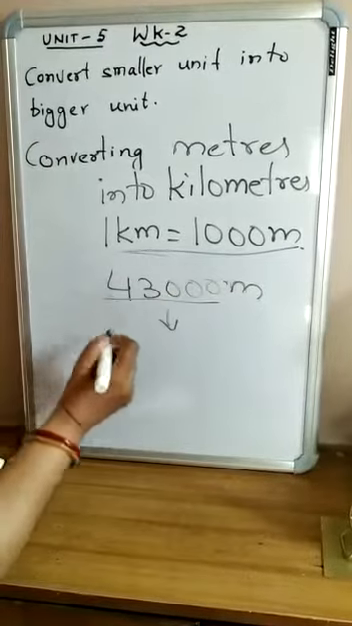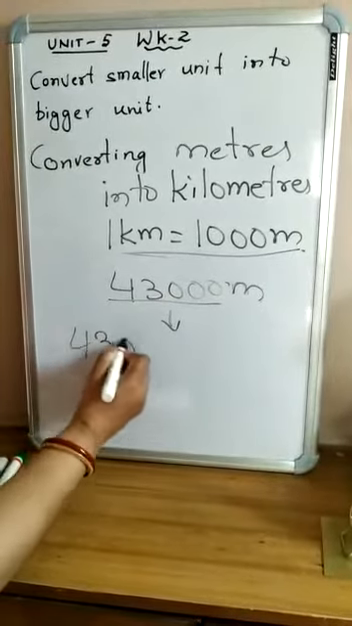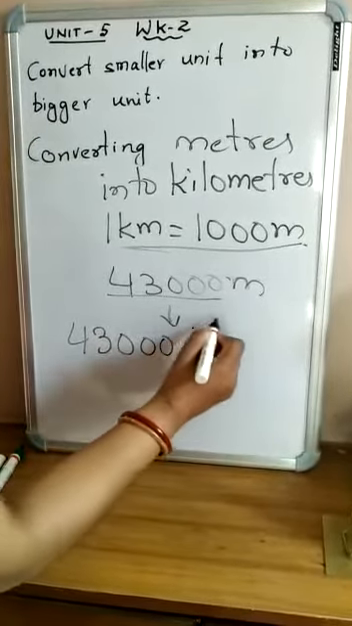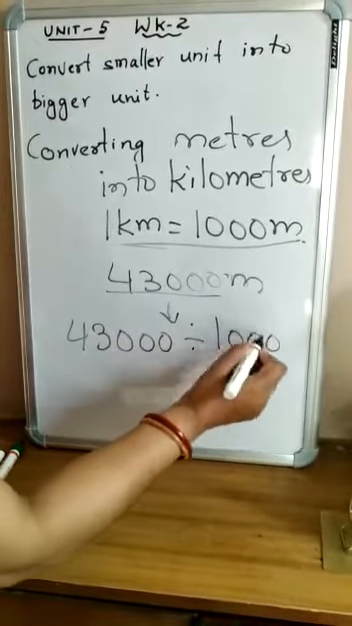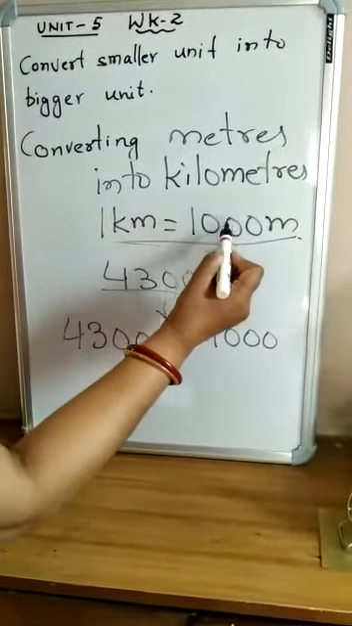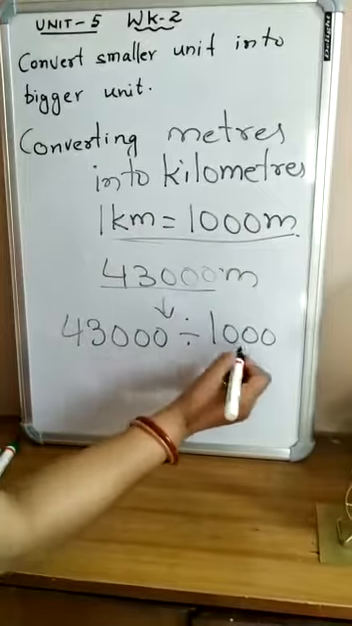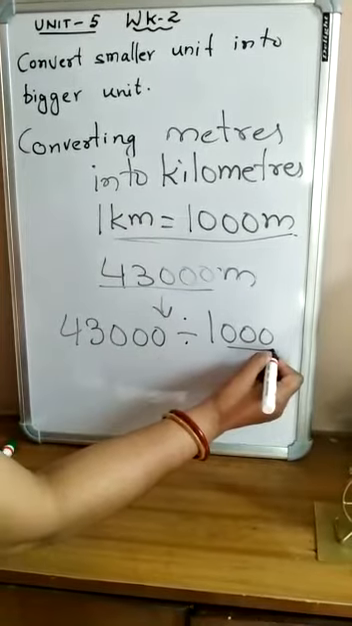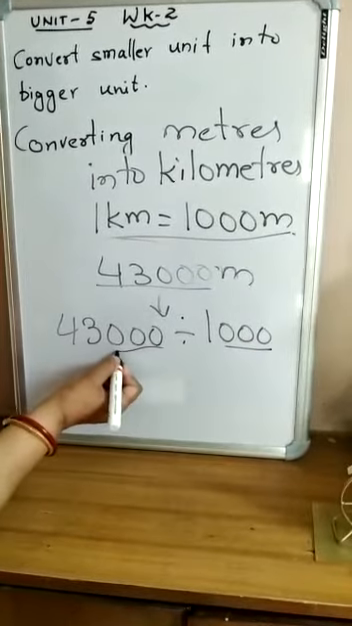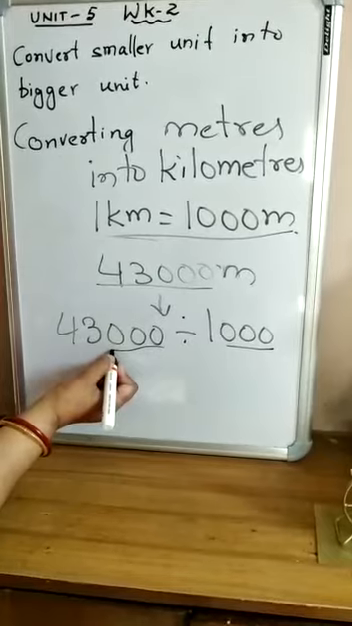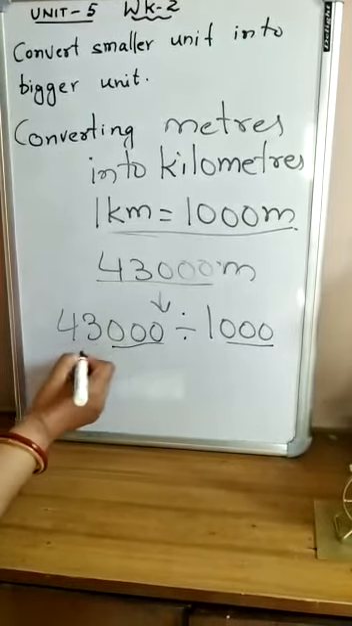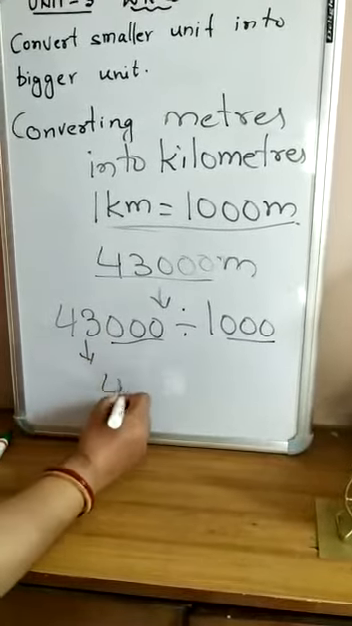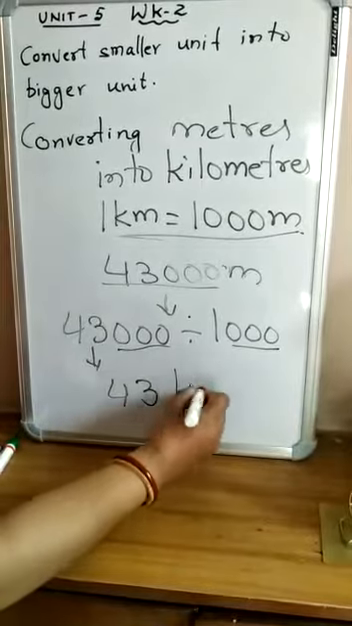43,000. So divide 43,000 by 1000. Why? Because 1 kilometer equals 1000 meter. So in dividing, 3 zeros are here in the divisor. So I will remove 3 zeros from the right side of the dividend. So what is left? 43. So it is 43 kilometer.